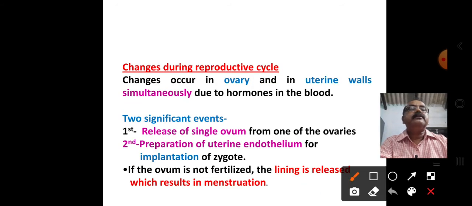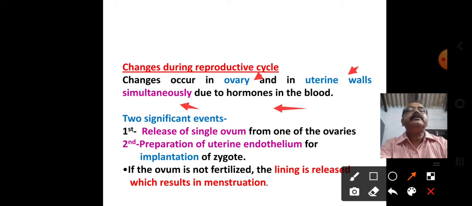Let us discuss the changes during the reproductive cycle. The changes take place in the ovary as well as in the uterine wall. These changes take place simultaneously and are under the control of estrogen present in the blood. Estrogen is a hormone.